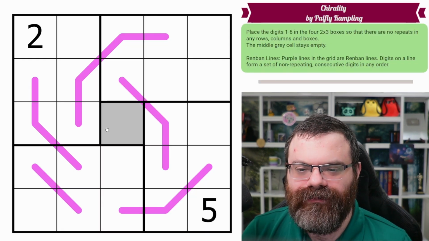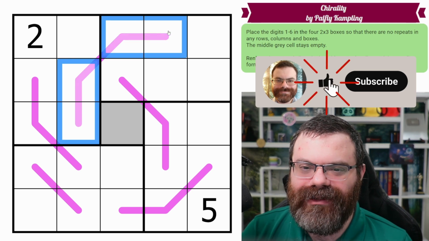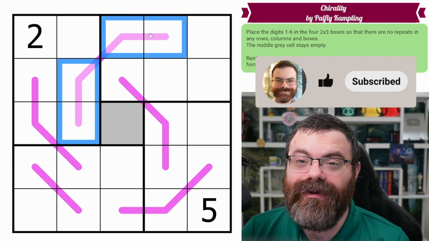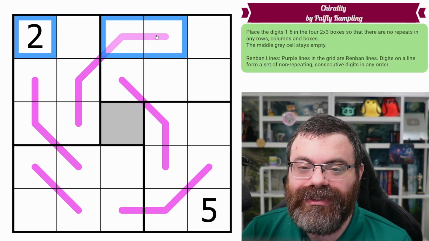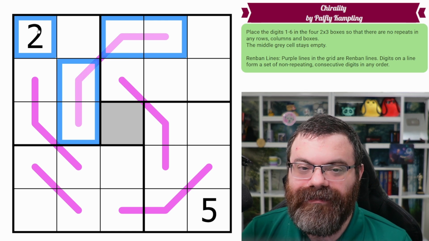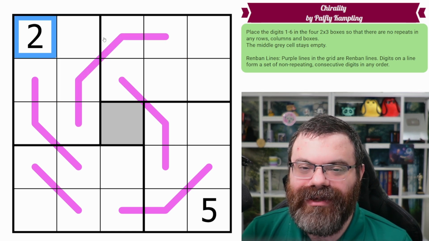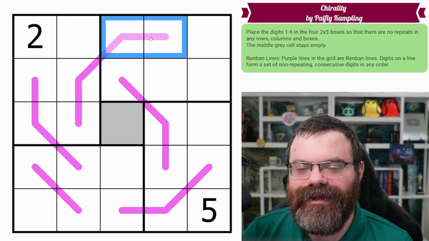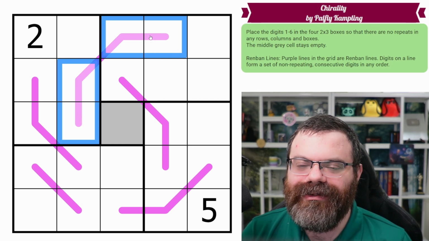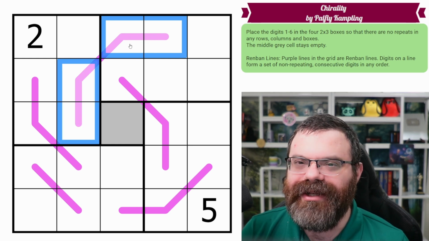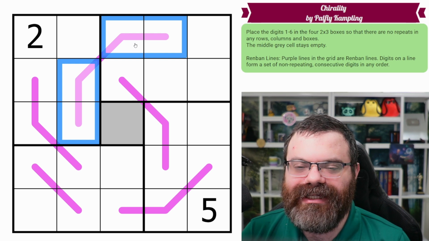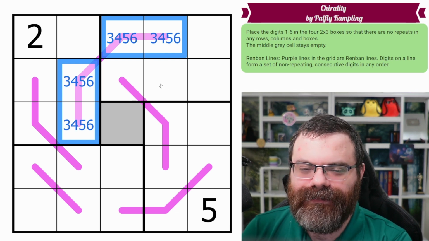All right, the first thing I see is that this is a 4-length Ren band, which means it needs 4 consecutive digits on it, and the 2 sees the entire Ren band. So you can't repeat the 2 in the box, and you can't repeat the 2 in the row. None of these can be 2. If there's no 2 on the Ren band, there's also no 1, because 1's going to require having a 2 to be consecutive. So this ends up being 3, 4, 5, 6.